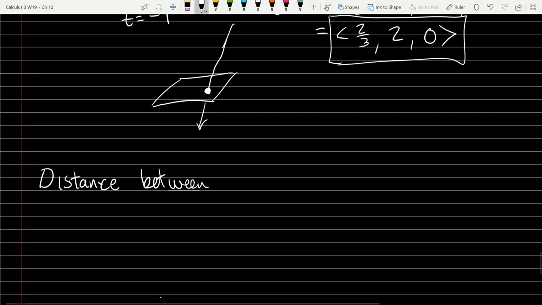So now we're going to look at distance between a point and a plane. So again, we'll start with a picture. Here's a plane. Point, we'll assume is not on the plane. We'll go with P for the point.